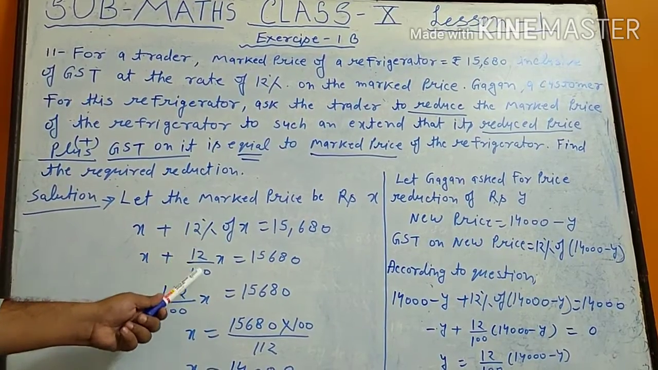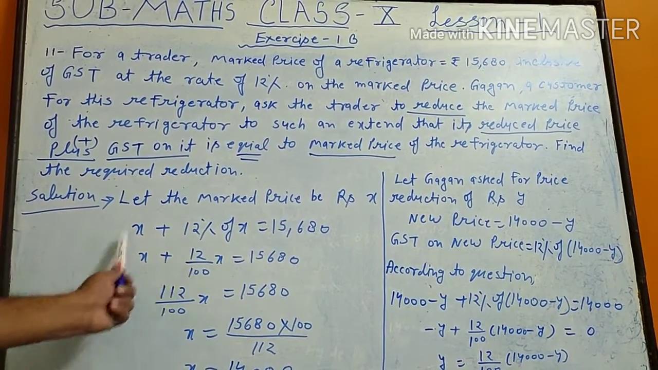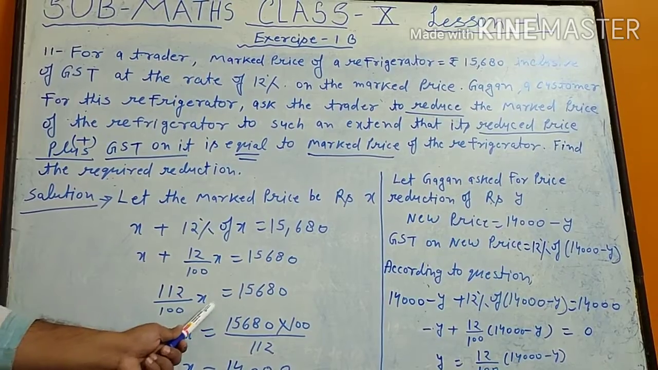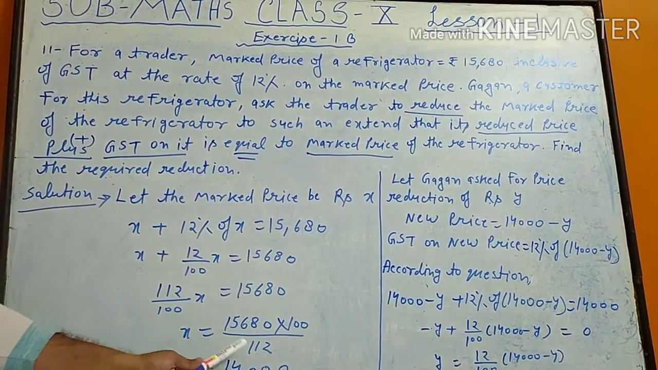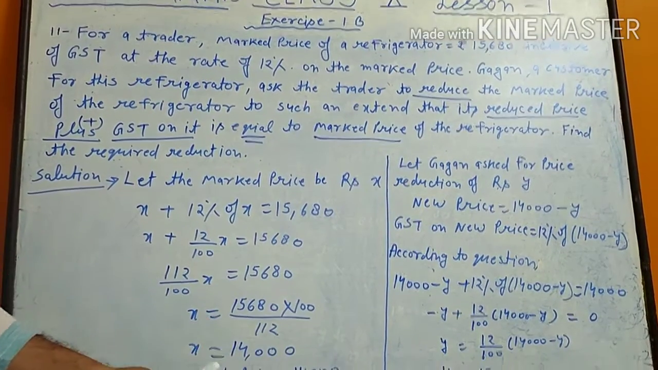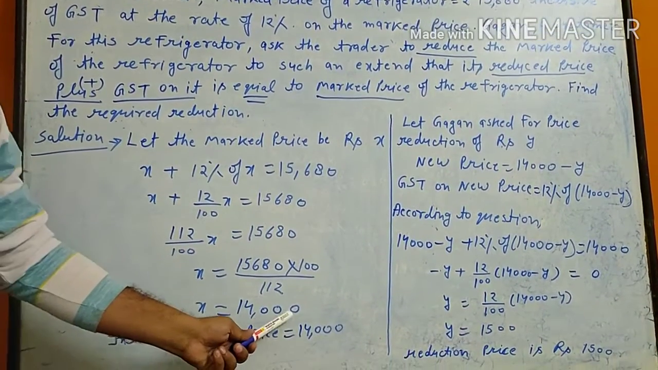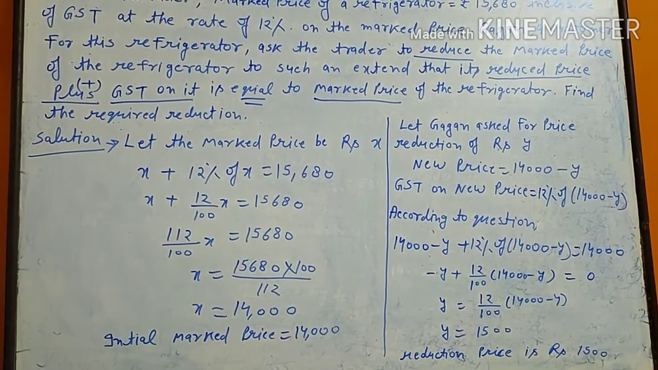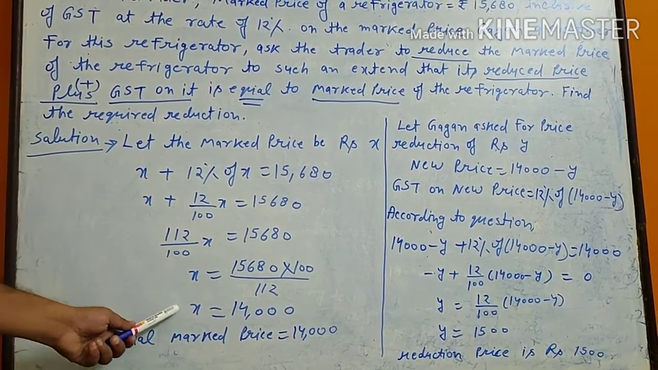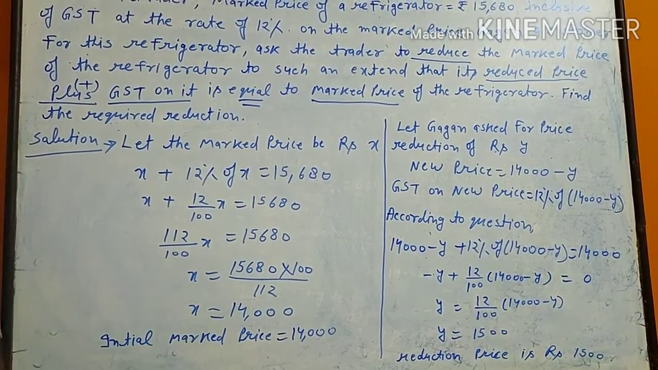Now 12% means 12 upon 100. Now solve it. So 112 upon 100 x is equal to 15,680. Then cross multiplication. So you get x is equal to 14,000. Means the initial mark price will be 14,000. Initial mark price is equal to 14,000 rupees.